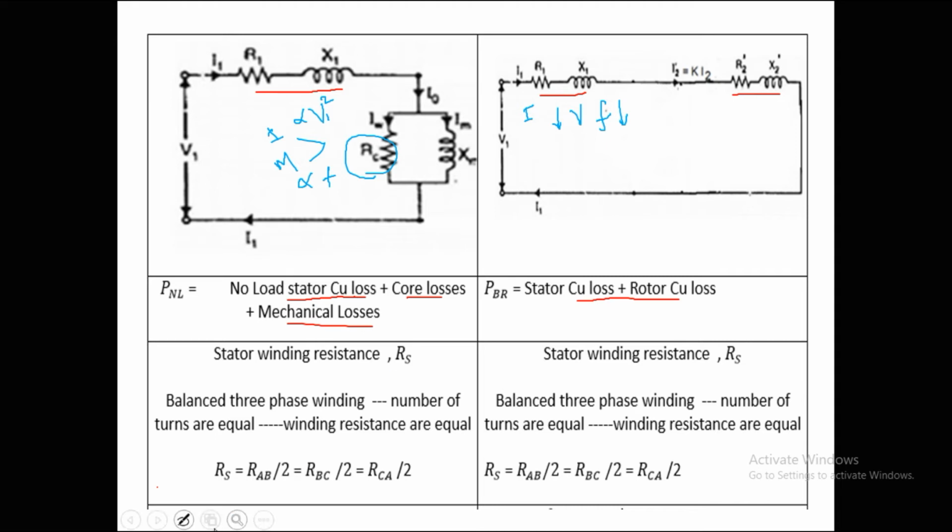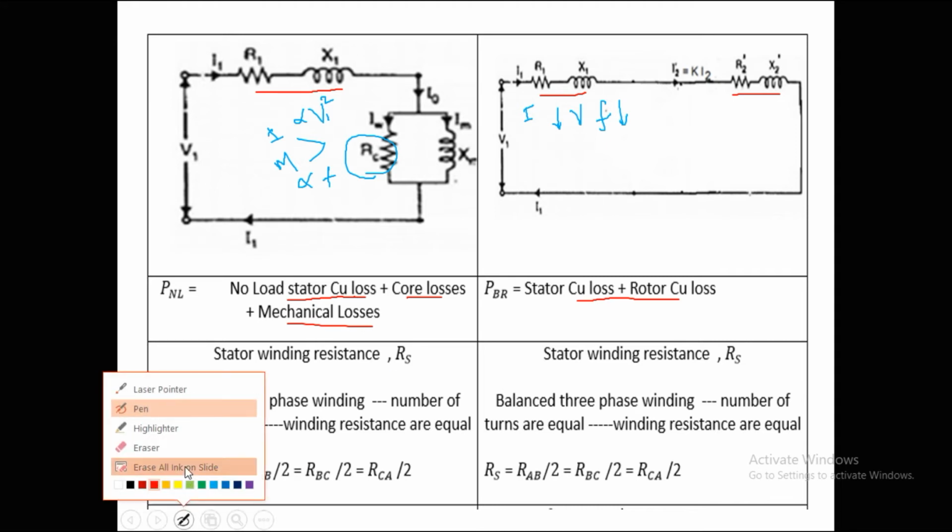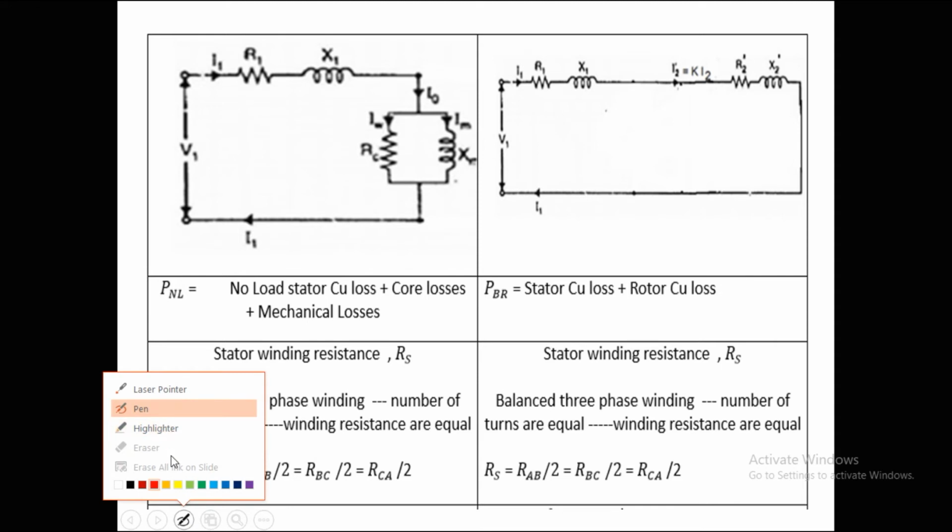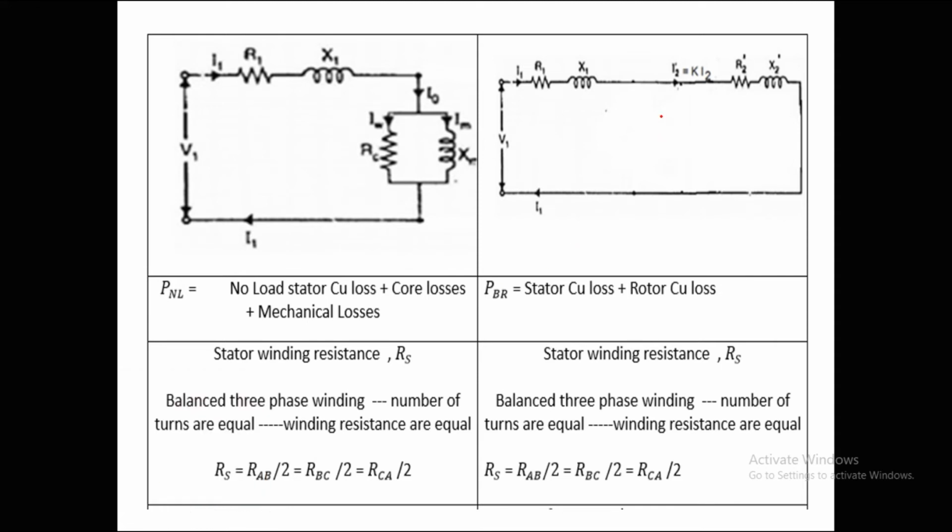We know in the stator we are having a 3-phase balanced star connected distributed winding, right? So it is having an equal number of turns with the value of resistance R. So we can name these phases as A, B and C.